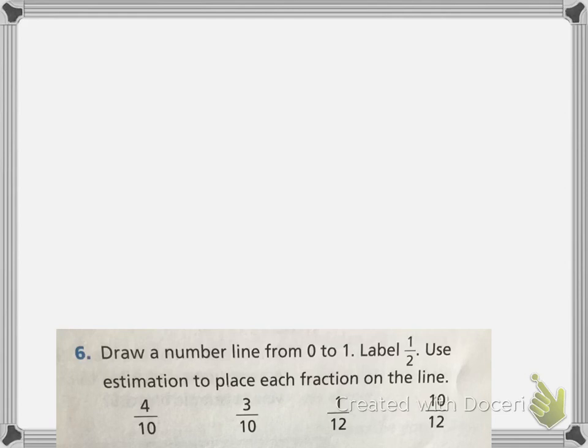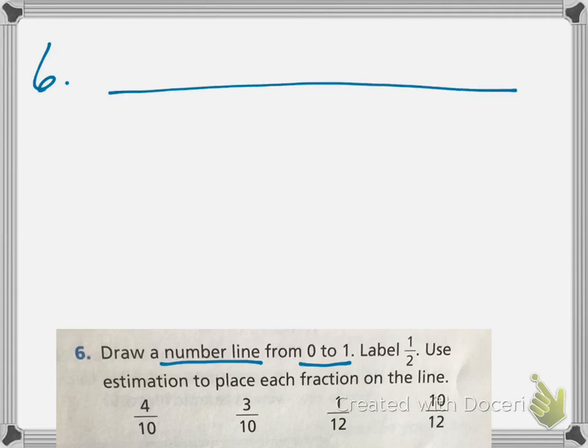Okay, number 6. Number 6, I will help you get set up on this one as well. Draw a number line from 0 to 1. Okay, so we need a number line like that. 0 to 1. It says label half. So think about where half would go. Half is always right in the middle. So there is half right there.